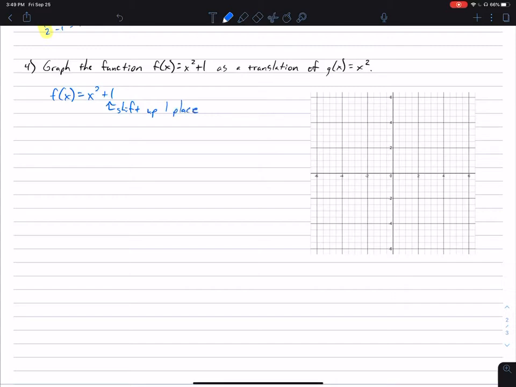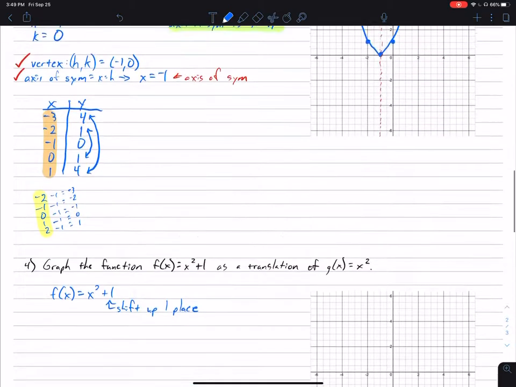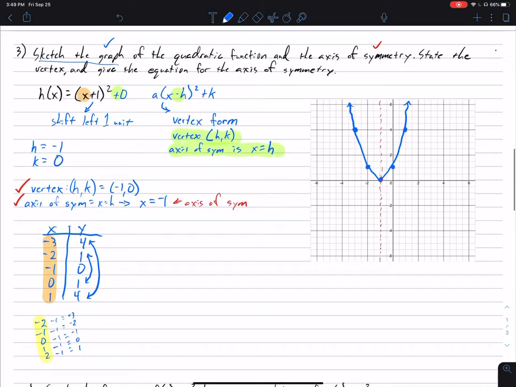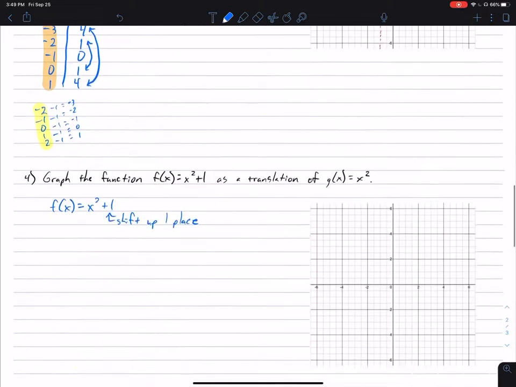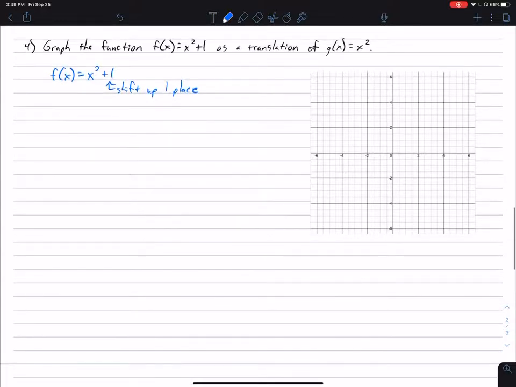This plus 1 tells me that there's a shift up one place, because that plus 1 is outside of the parentheses or the absolute value or the brackets. If I go back to number 3, that plus 1 was inside, so that was my h. It determined shifts left and right. My k value is the one on the outside. So in this case, k is equal to 1. That tells me that there's a shift one place up.